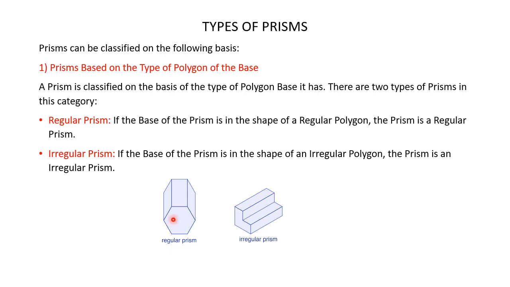As you can see here, the base of the prism is a regular polygon. If the base of the prism is in the shape of an irregular polygon, the prism is an irregular prism. Now this is a diagram of an irregular prism. As you can see, its base is in the shape of an irregular polygon. So based on the type of polygon base a prism has, there are two types of prisms, regular prism and irregular prism.